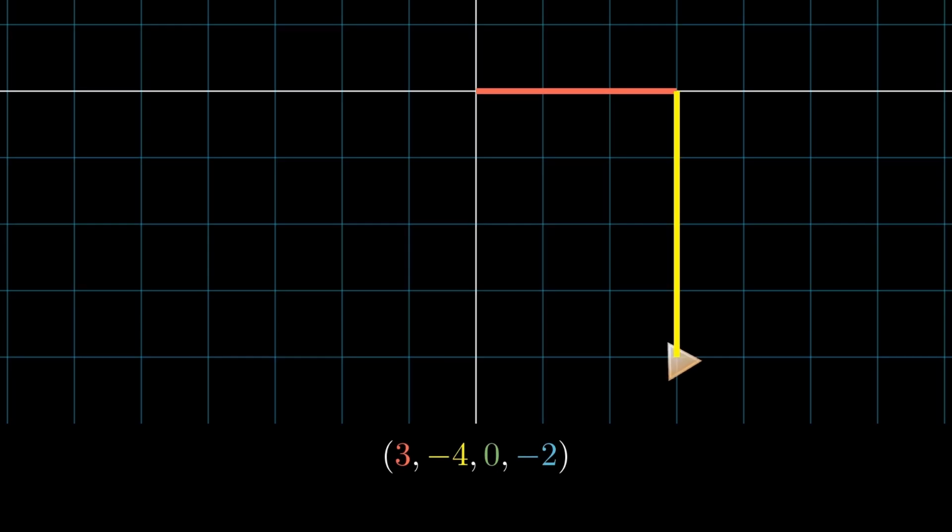Turn 90 degrees again, facing left. Go 0 units, which means don't move. Lastly, turn 90 degrees again, facing down. Go negative 2 units, which means up 2 units. It's fine if it overlaps a past line.